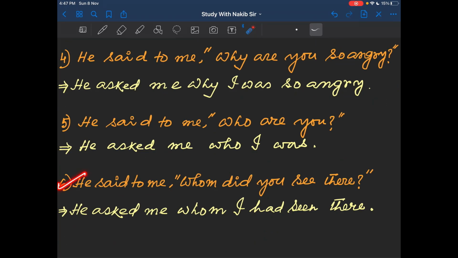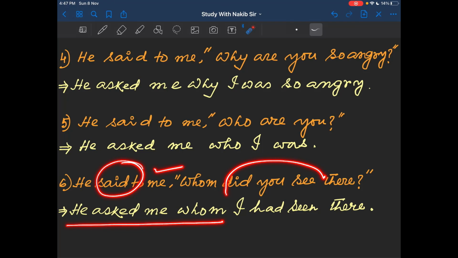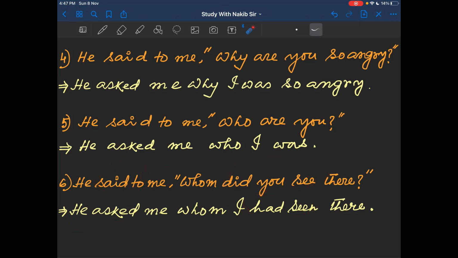Now see the sixth question. He said to me, whom did you see there? He asked me, you know, whom is the connective. So he asked me whom, and did you see, that is the past indefinite tense, and the reporting verb is in the past tense. So past indefinite tense will become past perfect tense in the indirect narration. So your answer is, he asked me whom I had seen there.